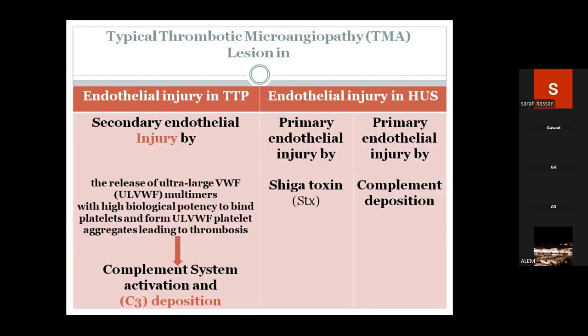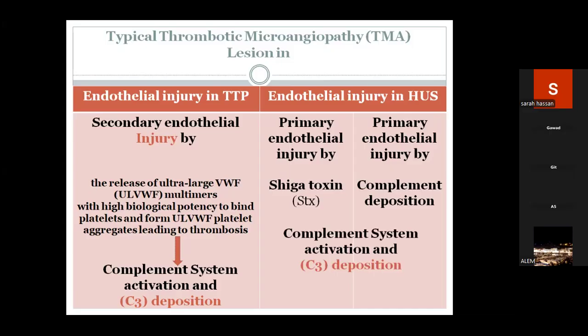So as a pathologist, I order C3, I have a case of TMA, and by immunohistochemistry, I found C3 deposition. Does this mean that this is a case of atypical HUS? No. TTP could have C3 deposition as well. And that's an important point that I wanted to declare, and I hope it is clear.